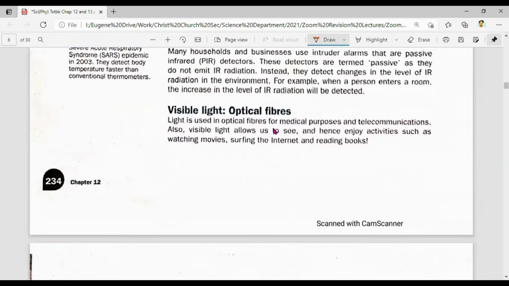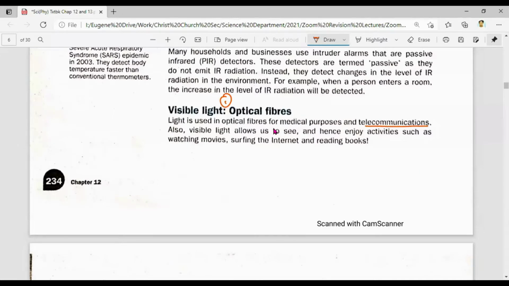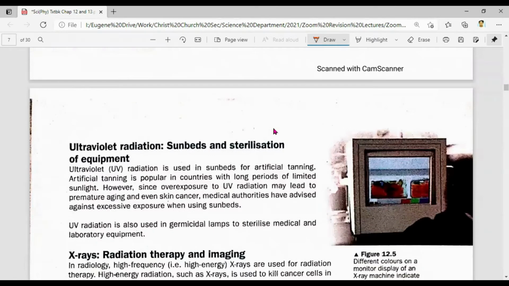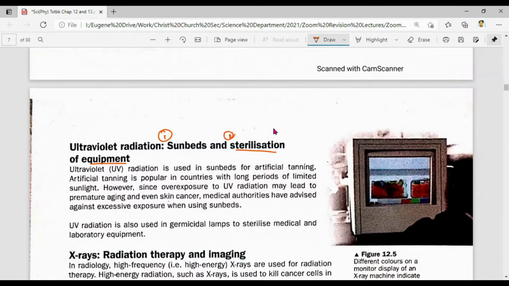Now, visible light, one simple application, optical fiber. This will allow us to see. So telecoms, when we talk about fiber in our homes, actually we are looking at optical fibers. Medical purposes, so scopes. You can go and search out more on medical scopes. Scopes actually use the idea of optical fibers. Now, UV radiation, sunbathing is one. Sterilization of equipment, another one. Sterilization of equipment is to kill the bacteria and so on.